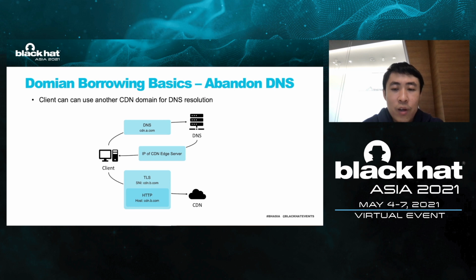If we have cdn.a.com and cdn.b.com in the same CDN vendor, mostly the two domains share the same CDN edge servers. So we can use cdn.a.com's resolved IP to establish a connection with cdn.b.com.